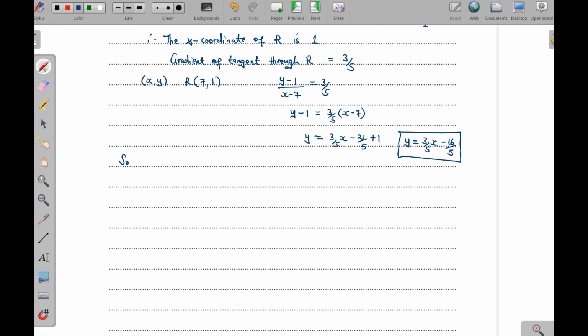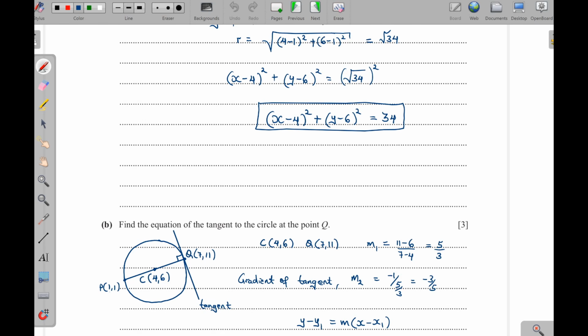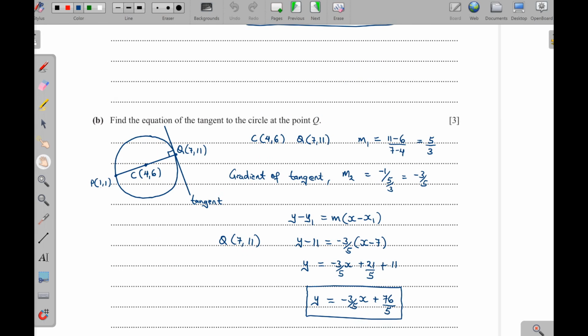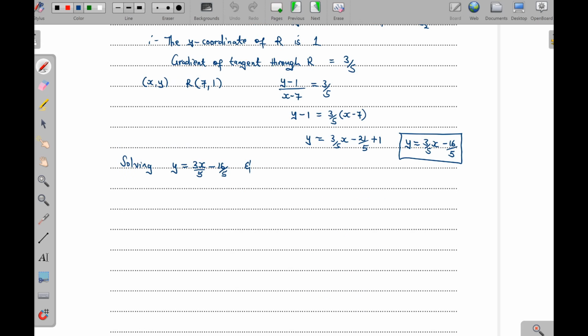So solving, y is equal to 3x out of 5 minus 16 out of 5. And the other one, the equation of the tangent here, was negative 3 over 5 of x plus 76 over 5. And y is equal to negative 3 over 5 of x plus 76 over 5. So we shall just equate these two.